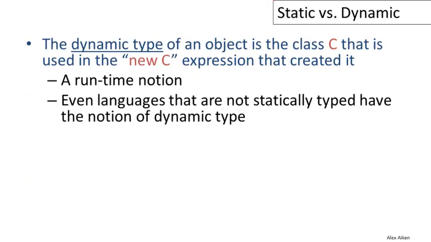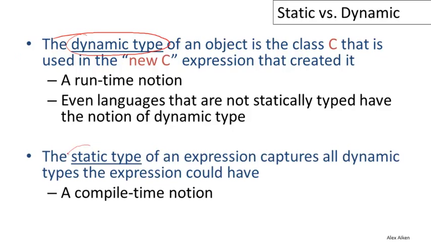Now, one important idea that this discussion suggests is that there are two different notions of type. There is the dynamic type. That is the type that the object or the value that we're talking about actually has at runtime. And then there is the static type, which is the compile time notion, what the type checker knows about the object. And there is some relationship that has to exist between the static type and the dynamic type if the static type checker is to be correct.